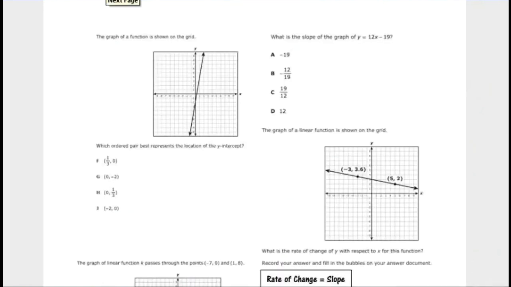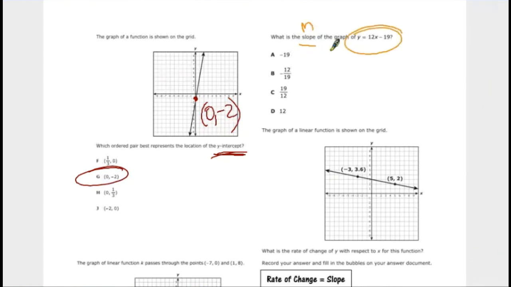Okay, on our last page, the problem at the top left says, the graph of a function is shown on the grid. Which ordered pair best represents the location of the y-intercept? So remember, y-intercept is where it intersects our y-axis. So if I look, that should be this point right here. And that point has a value of 0, -2. So that means that our answer is going to be G.